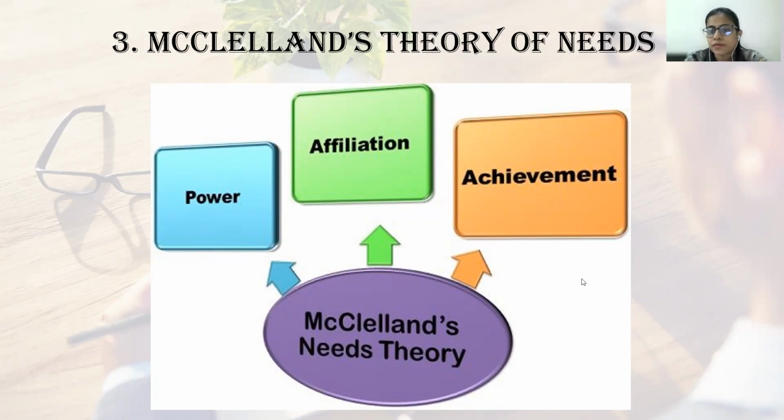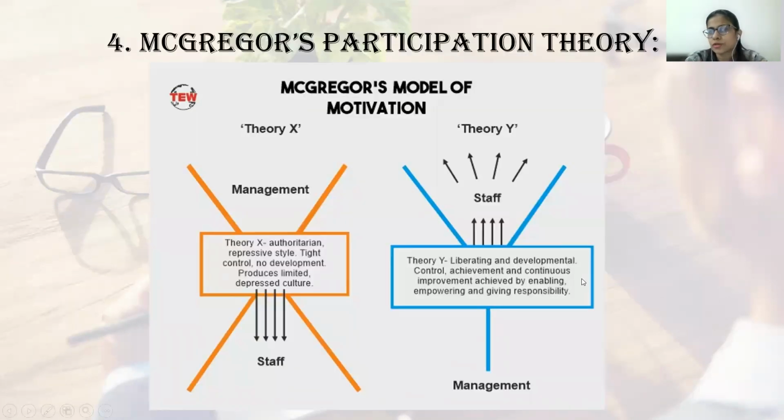After McClelland's theory of needs, we discussed the fourth theory, McGregor's model of motivation, that is Theory X and Theory Y. People often do not remember McGregor's participation theory or Ouchi's Theory Z. People say it is Theory X, Theory Y, and Theory Z. Theory X is related to where the management exercises its power to make the employees work in the organization, because here the employees are not self-motivated.